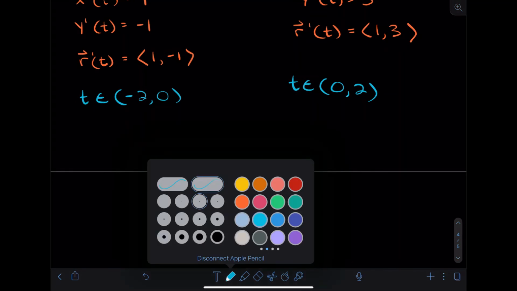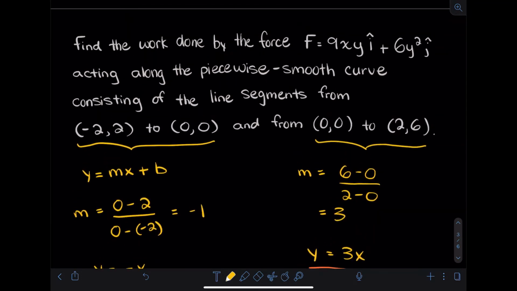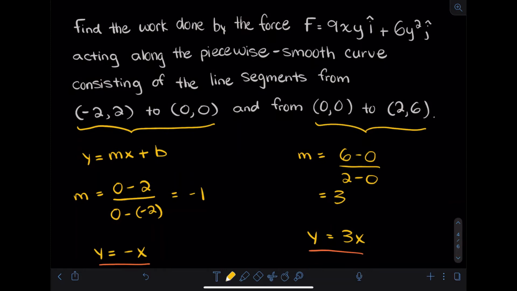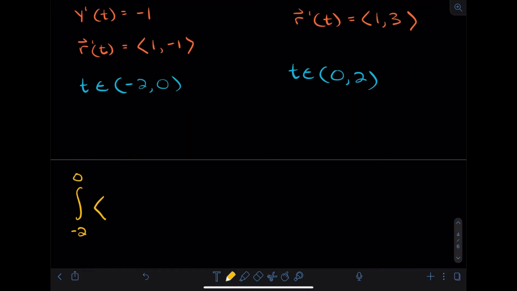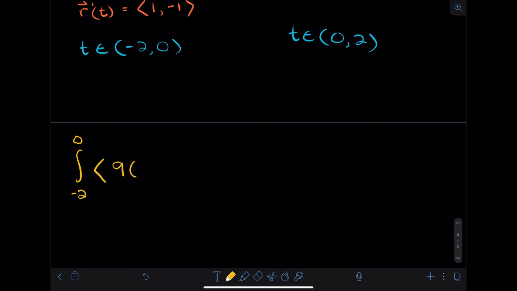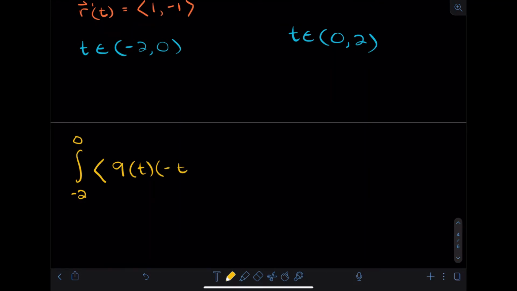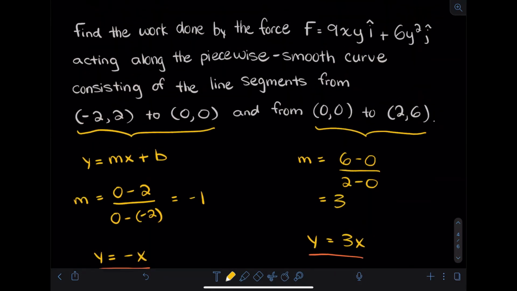So let's put this all together. We're going to have two pieces here. So first, let's integrate from minus 2 to 0. Now what am I going to put here? I want to put the vector function f as it's given, but I want it evaluated at x of t and y of t. So the first component here is 9xy. Okay, so we have 9. Now what is x? X is just t. And what is y? Y is minus t. That's the first component we took care of, the 9xy.